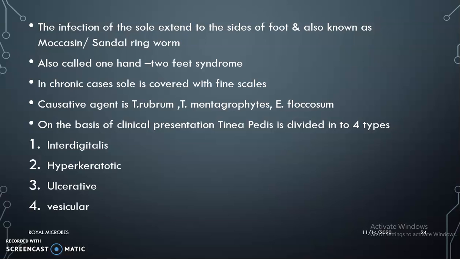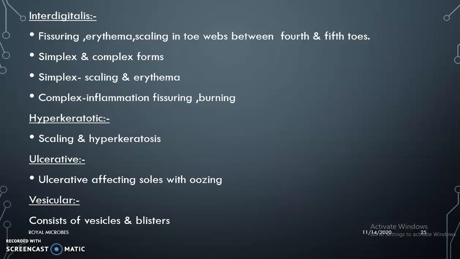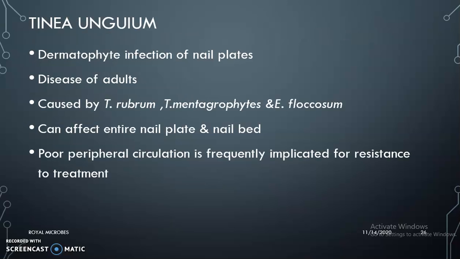On the basis of clinical presentation, tinea pedis can be of four types: interdigital, hyperkeratotic, ulcerative and vesicular. Interdigital: here we can see fissuring, erythema and scaling in the toe webs between the 4th and 5th toes. Simplex and complex types can be seen. Hyperkeratotic means scaling and hyperkeratosis can be seen. Ulcerative means ulceration affecting the soles with oozing. Vesicular consists of vesicles and blisters.